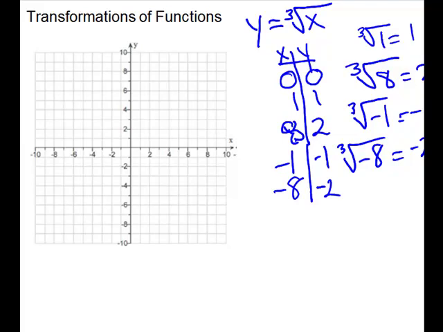Now let's put those on our graph and see if we have the right looking picture. So we have 0, 0. We have 1, 1. We have 8, 2. And this is looking right. So it goes out, right? And then we have -1, -1. And here is your little thing that looks like a line. And we have -8, -2. So to help us draw it.